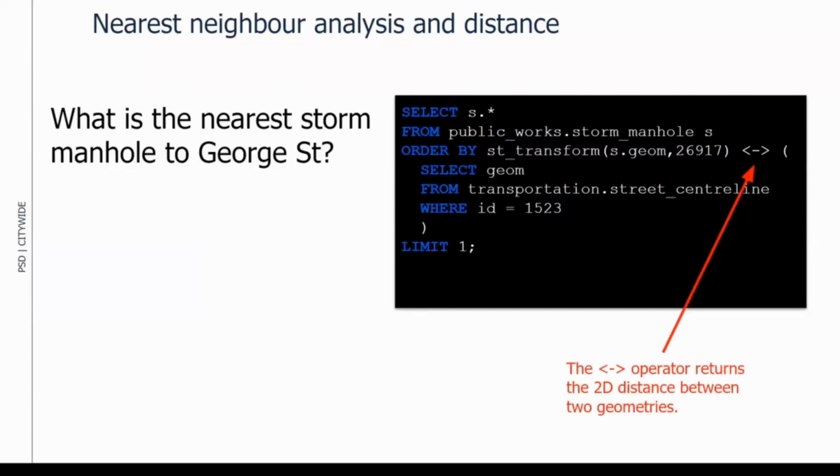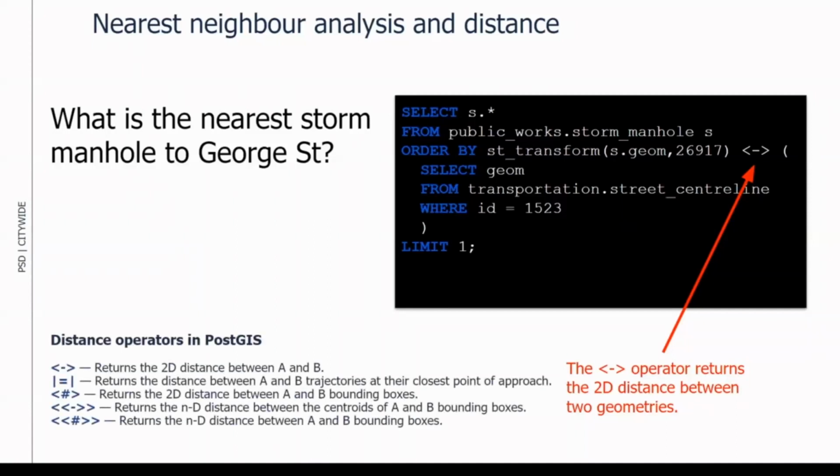Now the neat thing here is that you're going to notice this little nifty operator right here, and this is an operator that does 2D distance comparison between two geometries. And there's a bunch of these within PostGIS. There's a bunch of distance operators that can be used. And using it within an ORDER BY substatement will allow you to compare the distance between two layers. So when you run this, you're going to get back the nearest manhole closest to the street that has an ID of 1523. So this is a really, really easy and fast way to run this type of nearest neighbor analysis.